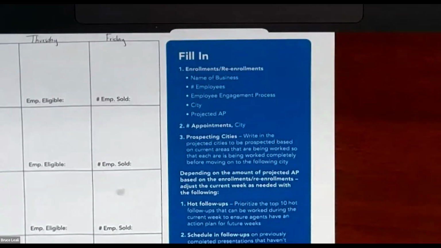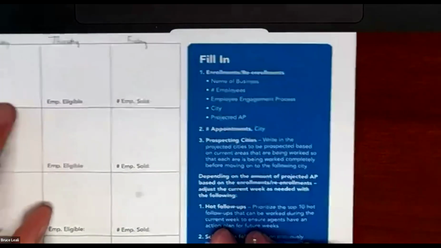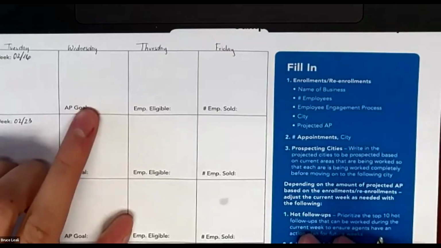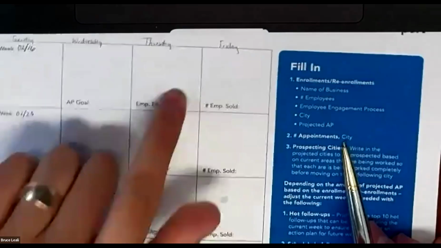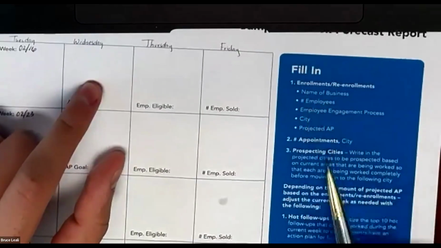Number one is your enrollments and re-enrollments. You're going to put in the name of the business, the number of employees, the city, and the projected AP that you've got right here down below where the AP goal is. I'll show you how to calculate that in just a moment. You could also include the number of appointments that you have in that same city that you're running an enrollment in.